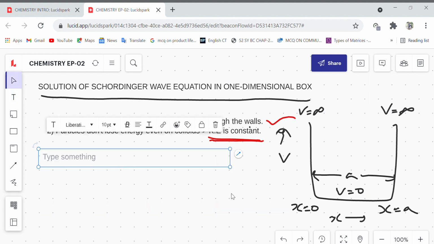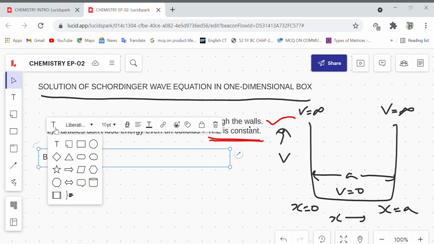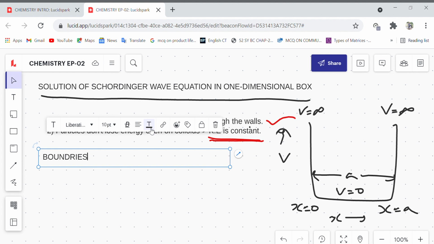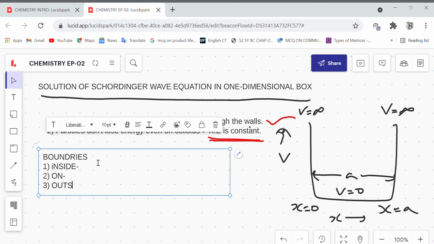So if I talk about the boundaries, what will happen? Any guesses? What will I talk about in the section of boundary? I will surely talk about what is inside it. I will also talk about what is on it. I will also talk about what is outside it, and what is inside the boundary.